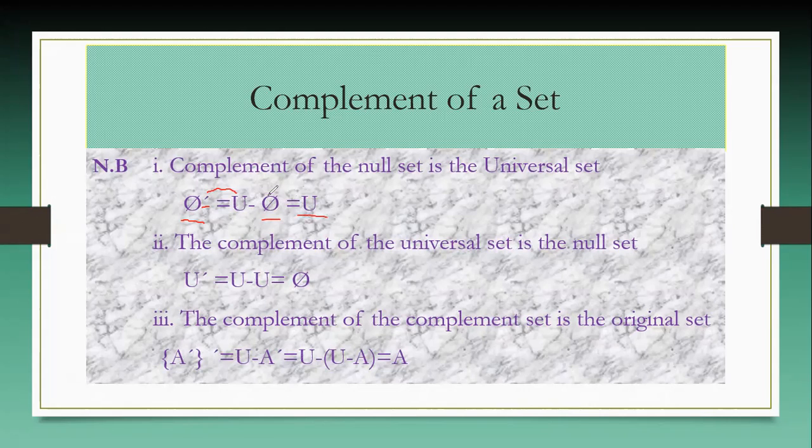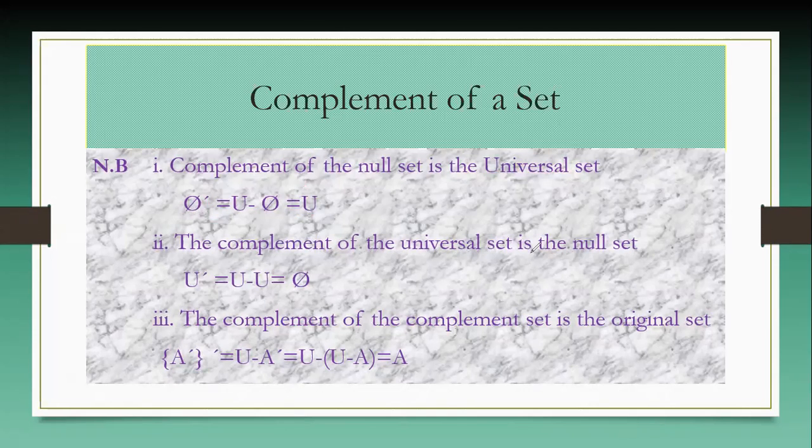Okay. U minus nothing. What does null set mean? Null set means nothing. The set containing no element. That is your null set, right? So U minus null set gives you the answer U. Clear? So the complement of the null set is the universal set.